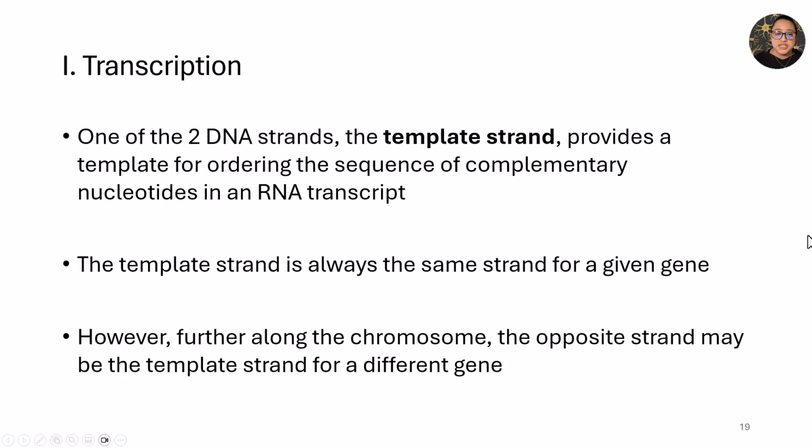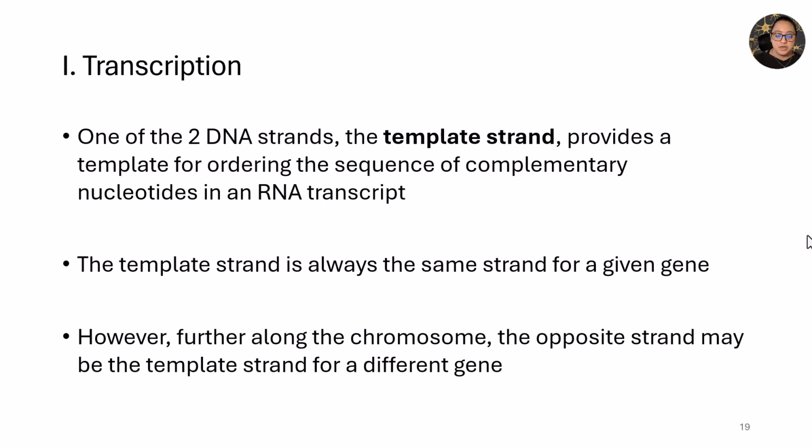So one of the 2 DNA strands is going to be called the template strand. If you remember, DNA is a double-stranded helix, so there are 2 strands that are going anti-parallel to each other. One of them, say it's this top one, is called the template strand because it's going to be read as a template, and then based on what bases, what nucleotides, are there, that helps to build the new RNA molecule. So one of the 2 strands is the template strand, and it provides a template for ordering the sequence of complementary nucleotides in an RNA transcript.